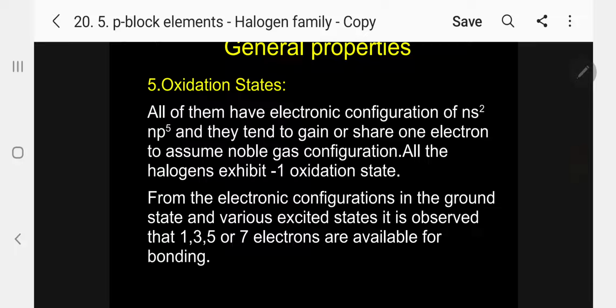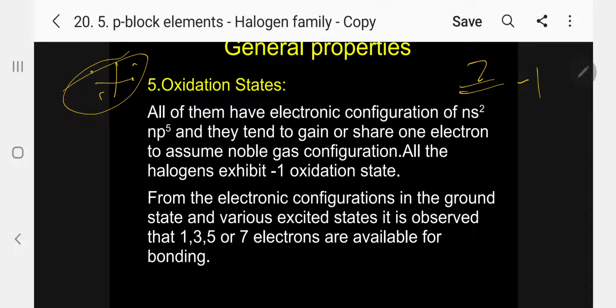Now, oxidation state. I told you already that in every family in the periodic table, the oxidation state is the most important, as it gives information regarding reactivity. All of them have the electronic configuration ns2np5, with totally 7 electrons in the outermost shell. To attain an octet, accepting 1 electron is easier, so they generally have an oxidation state of -1.